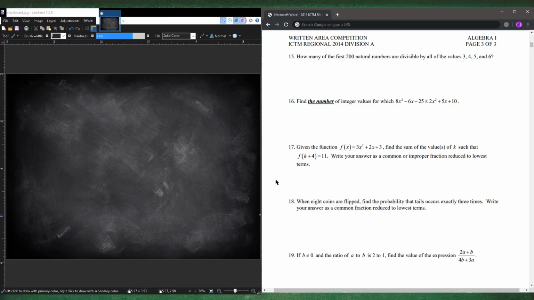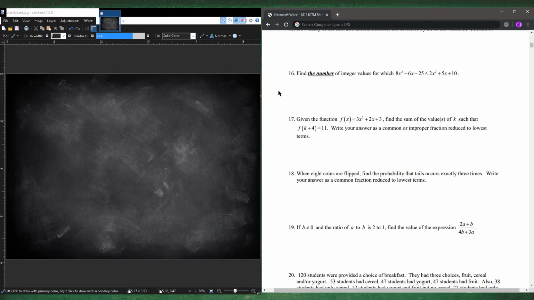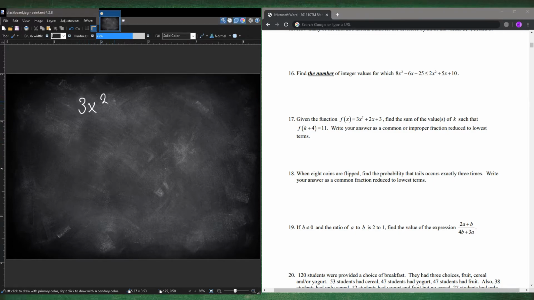Basically just that simple. Question 17. Given that the function f of x is equal to 3x squared plus 2x plus 3, find the sum of the values of k such that f of k plus 4 is equal to 11. Okay, so let's first find out what that value is. So 3x squared plus 2x plus 3 is equal to 11.